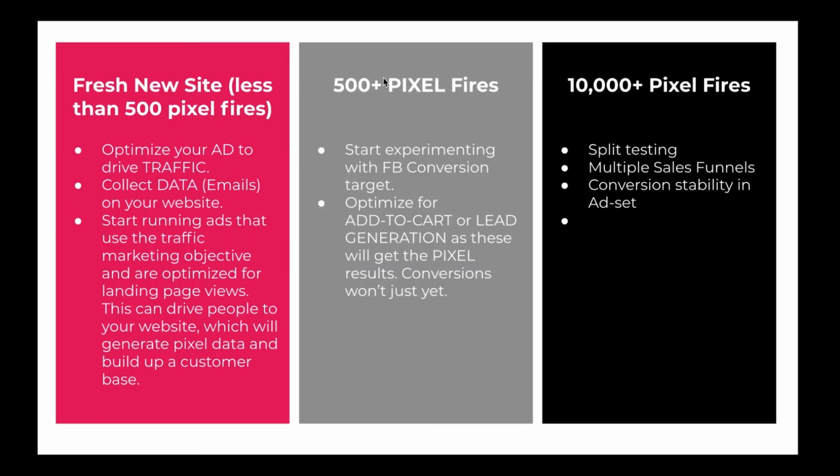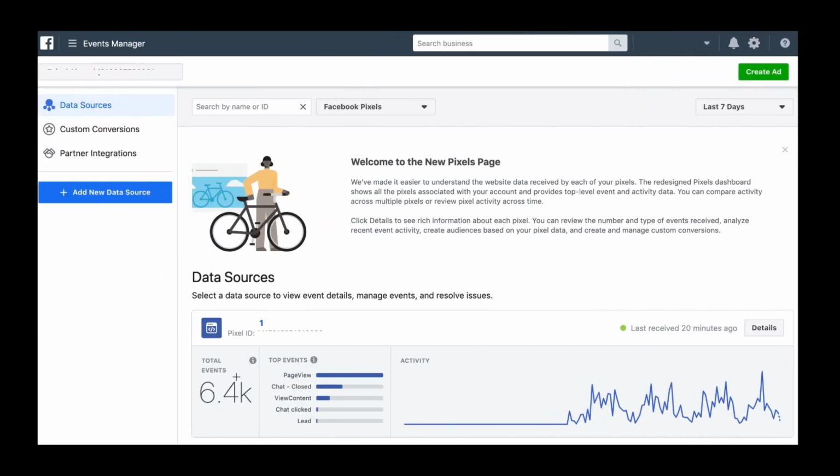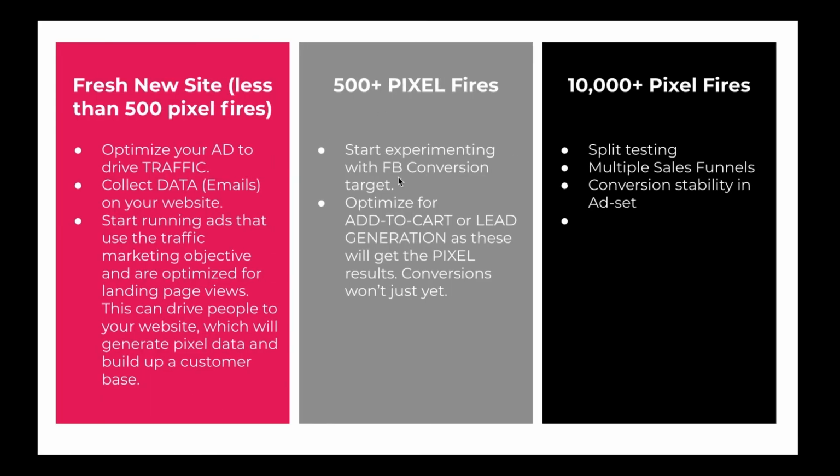When you have 500 plus pixel fires, remember a pixel fire is this thing right here. When we have 6.4 thousand, so we do have more than 500. You should start experimenting with the Facebook conversion target. You can start optimizing for add to cart or lead generation, as these will get the pixel results. Conversions won't just yet. So what does this mean, we're using conversions, we're using purchases?